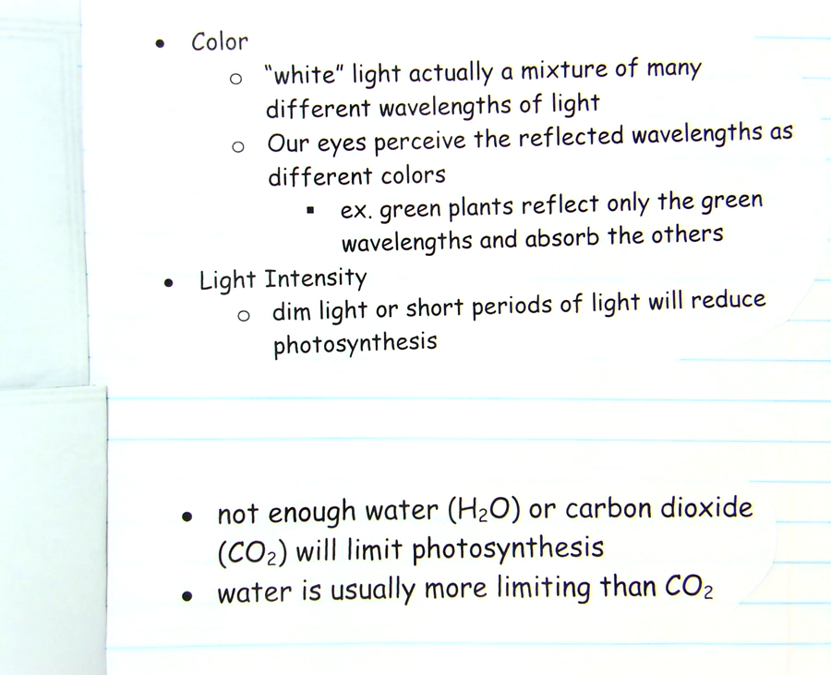For most plants out in nature, water is going to be more limiting than carbon dioxide. Part of the reason our grass here goes brown during the summertime is we don't have enough rainfall, not enough water.